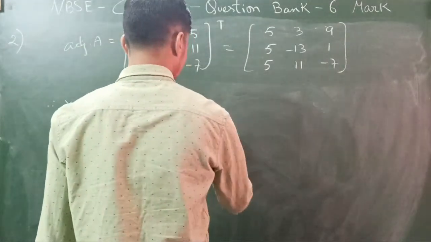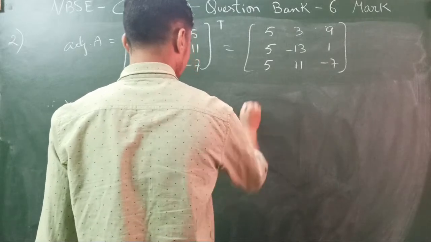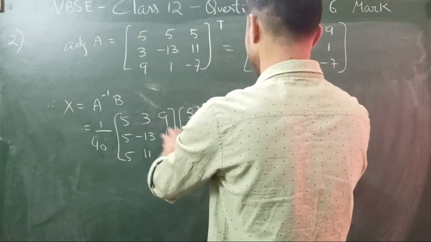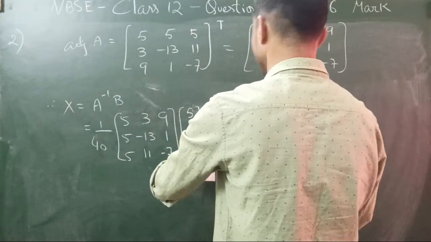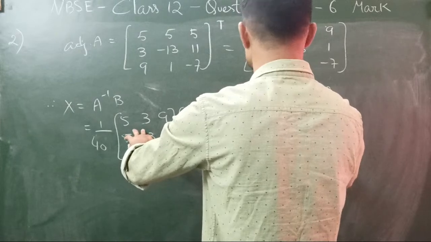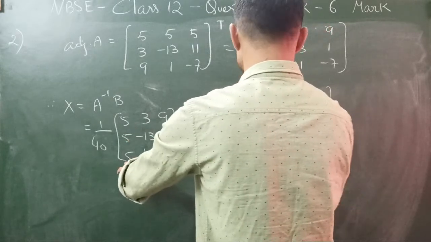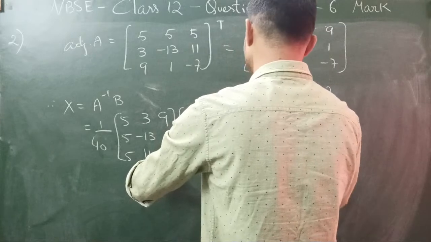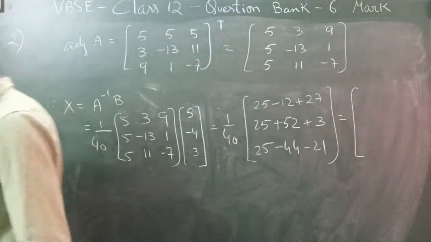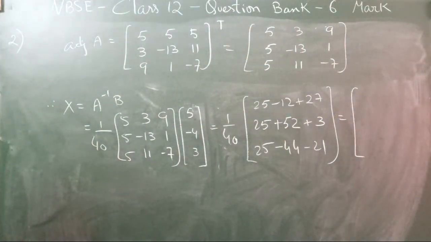So if we just multiply this, 1 by 40. 5 5s are 25 minus 12 plus 27. 5 5s are 25 minus, plus 4 3s are 12, 1 left, 4 1s are 4, 5 plus 3. 5 5s are 25 minus 44 minus 21, and this value checks out. 25 minus 12 plus 27, 25, 52, 3, 25 minus 44 minus 21, this value will be 40, 80 minus 40. It has to fall.